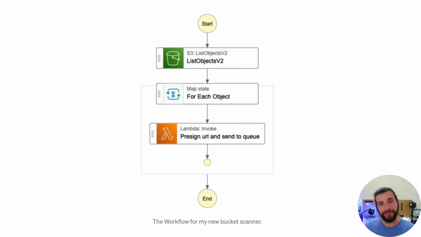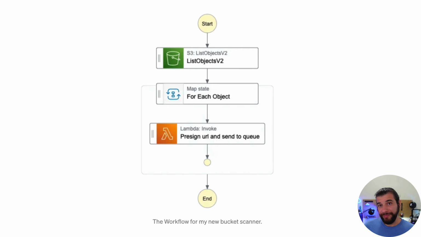I changed my approach using AWS Step Functions to do the following. I would list all objects on a bucket, just like we did now. And for every single object, again, just like we did, I would then invoke that original Lambda that I had, where it would pre-assign the URL and then send to the queue.